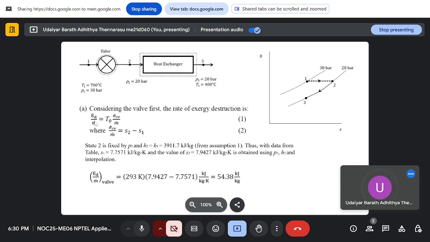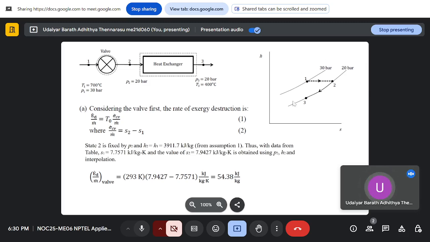So this is the process which has been suggested. So you pass it across a valve and then to a heat exchanger, and then you are getting it at 20 bar and 400 degrees Celsius. So initially you are at 30 bar and 700 degrees Celsius. You are throttling across the valve to 20 bar, and then you are rejecting heat to get to 20 bar and 400 degrees Celsius. So in an h-s diagram, this is how the process is.